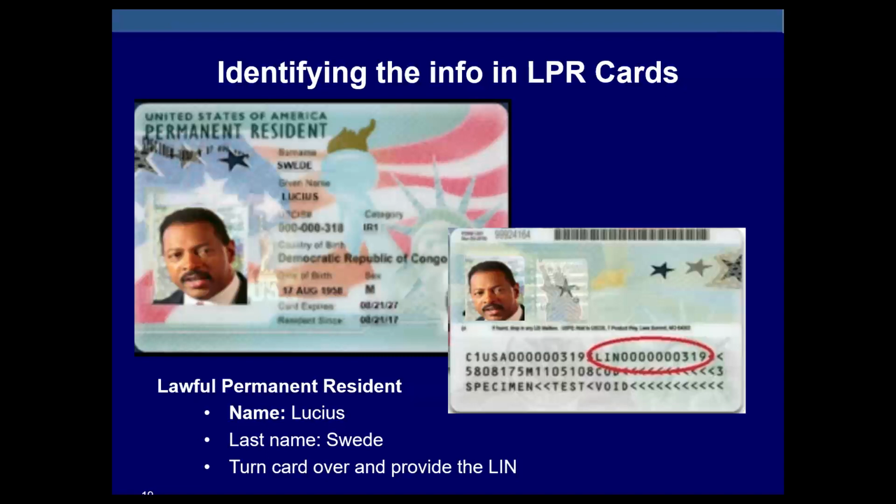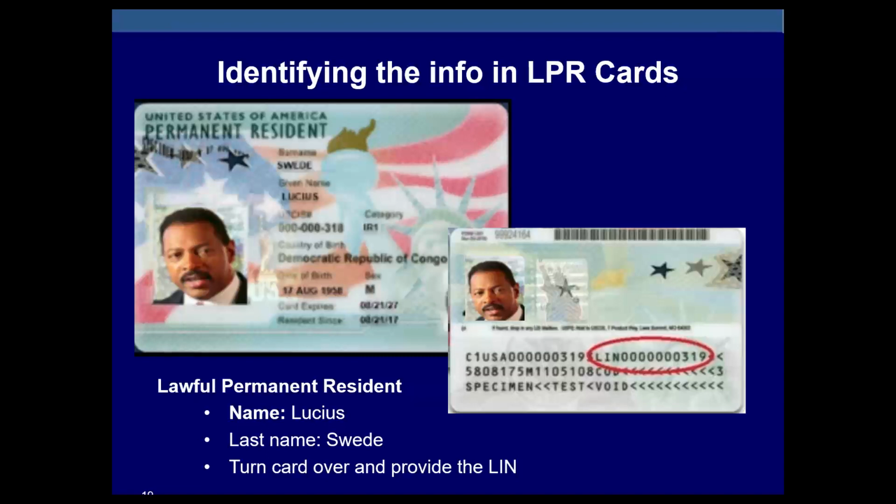So as you can see, here's an example of an LPR card. The left picture is the front part of the card, and the right picture is the back part of the card. On the first left picture, you'll be able to find the last name, and if you turn over, you'll be able to find the alien number. So that is what we were talking about. That circled number is the alien number.